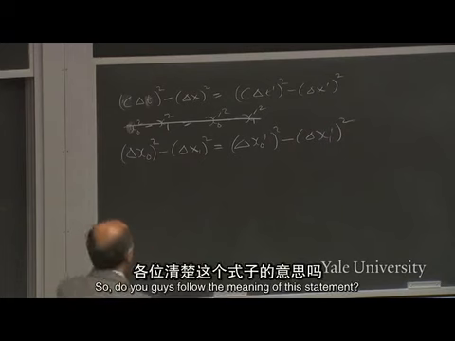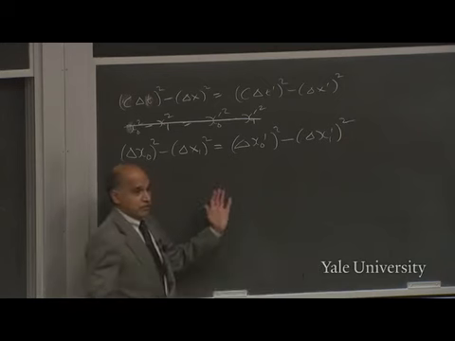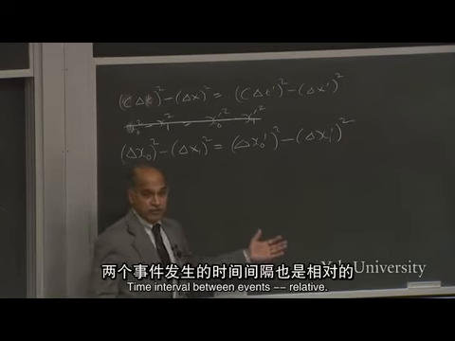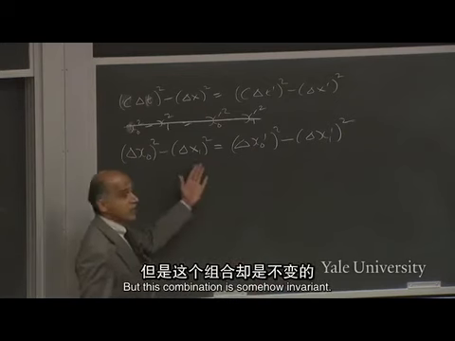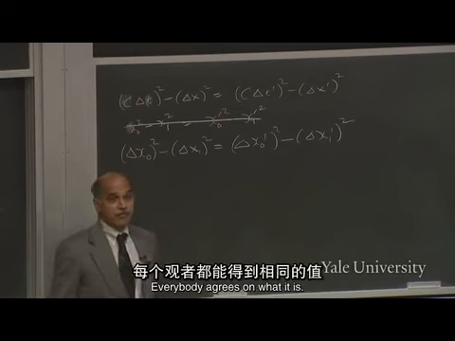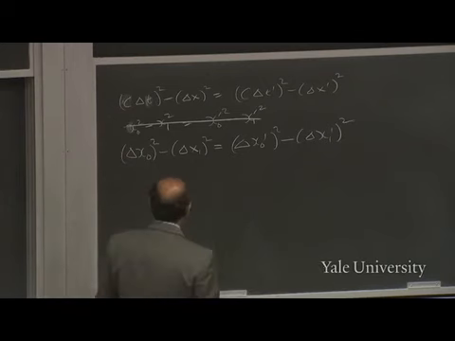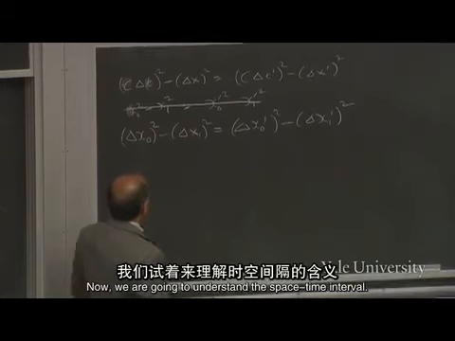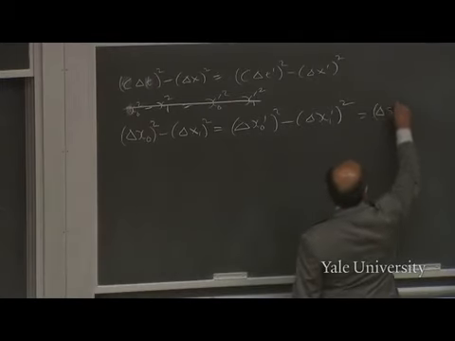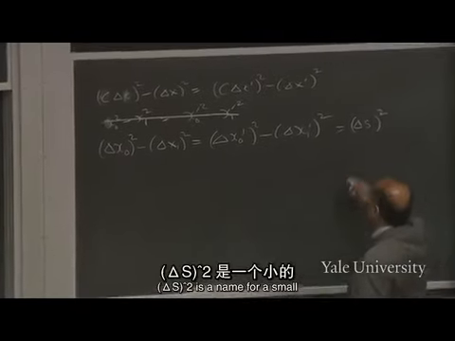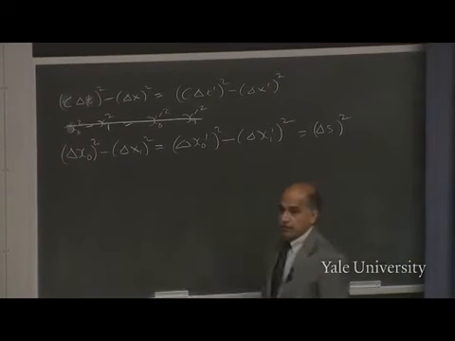So do you guys follow the meaning of this statement? Most things are relative. Distance between events, relative. Time interval between events, relative. But this combination somehow is invariant. Everybody agrees on what it is. Okay. Now we are going to understand the space-time interval. Delta s squared is a name for a small space-time interval formed out of differences.